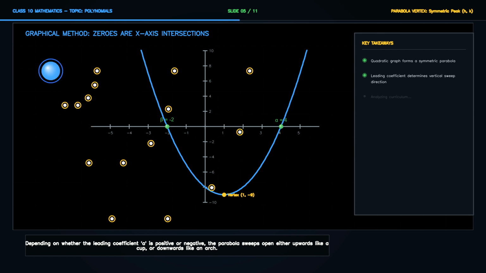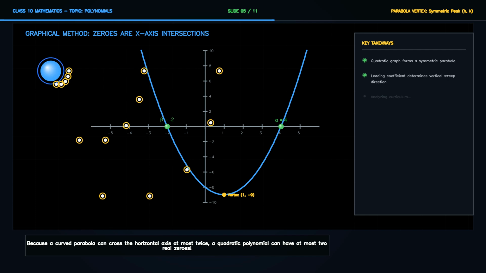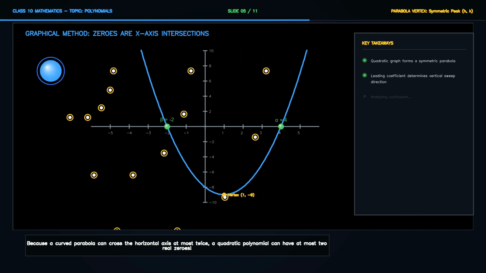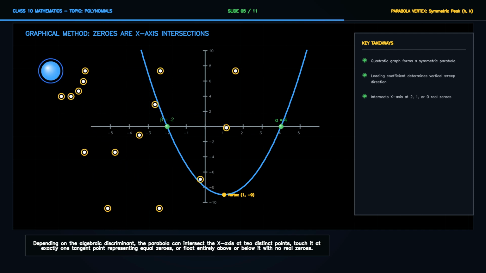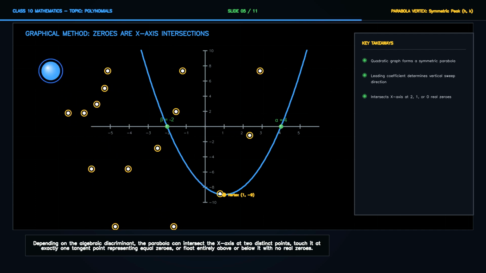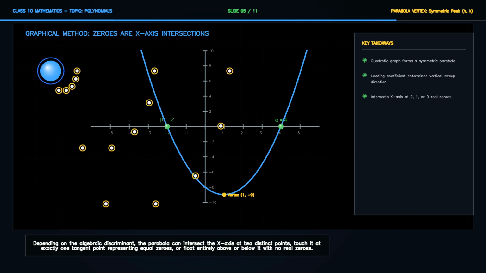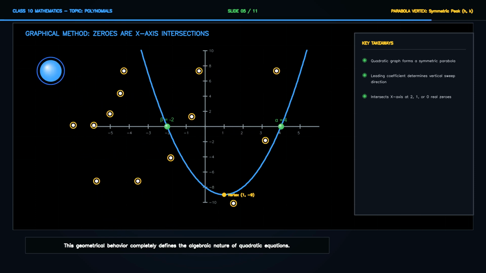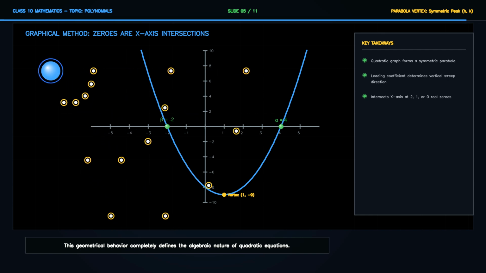Because a curved parabola can cross the horizontal axis at most twice, a quadratic polynomial can have at most two real zeros. Depending on the algebraic discriminant, the parabola can intersect the x-axis at two distinct points, touch it at exactly one tangent point representing equal zeros, or float entirely above or below it with no real zeros. This geometrical behavior completely defines the algebraic nature of quadratic equations.